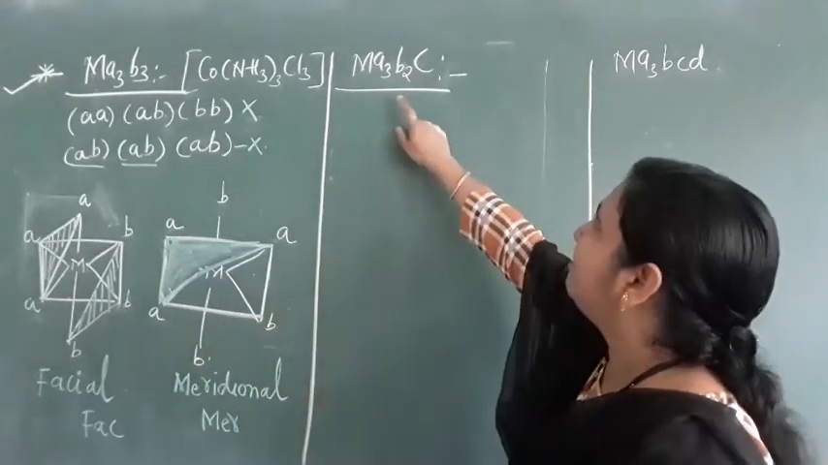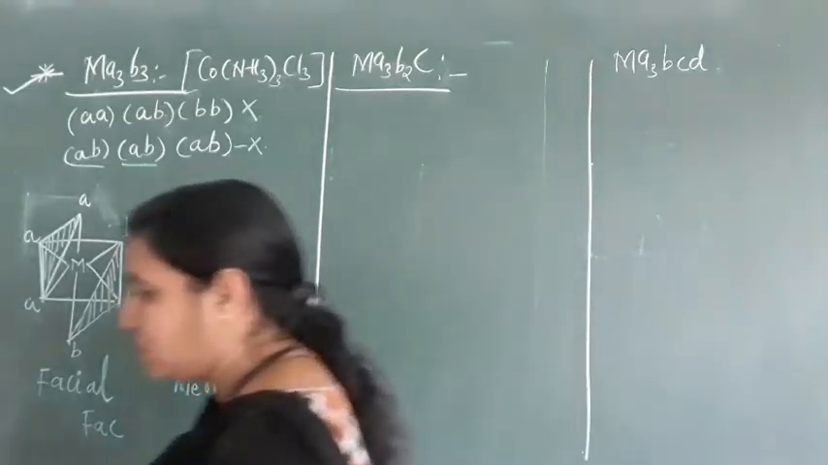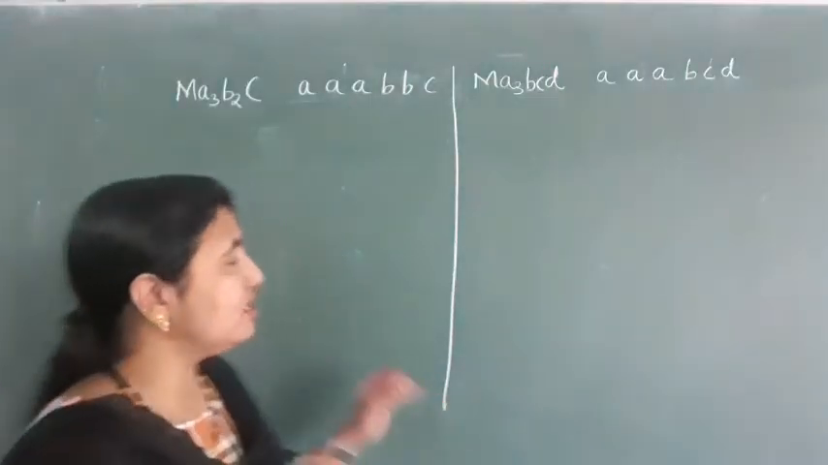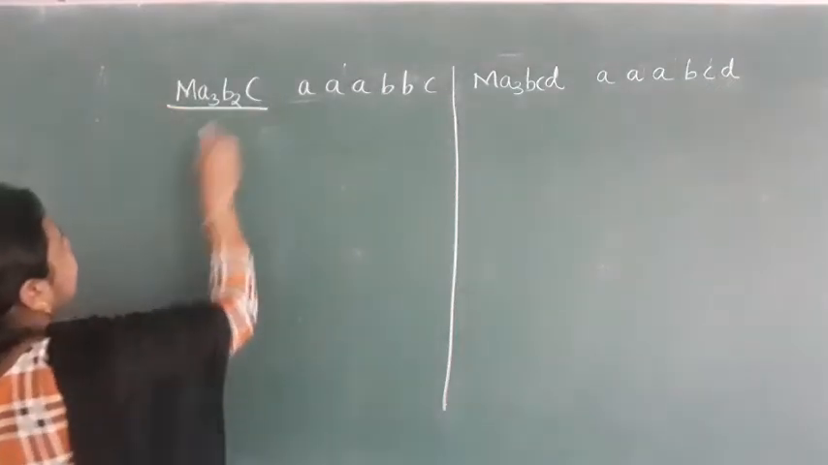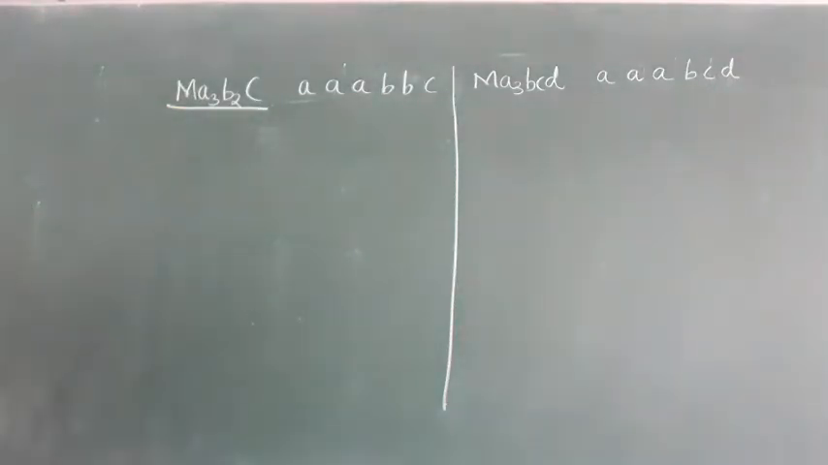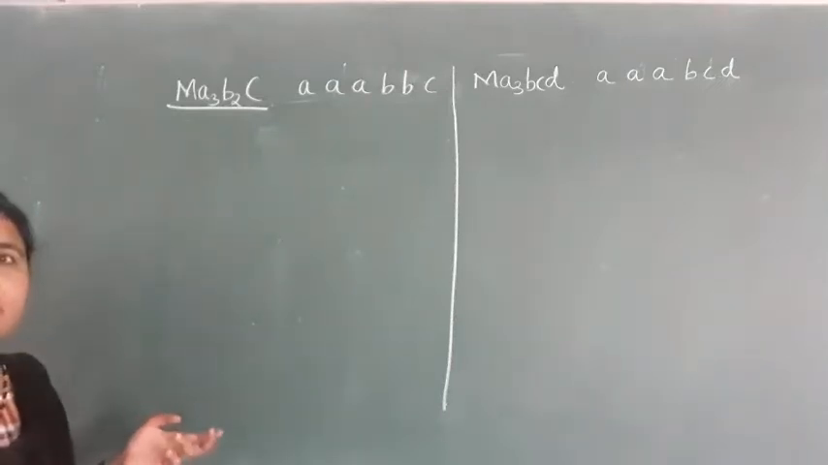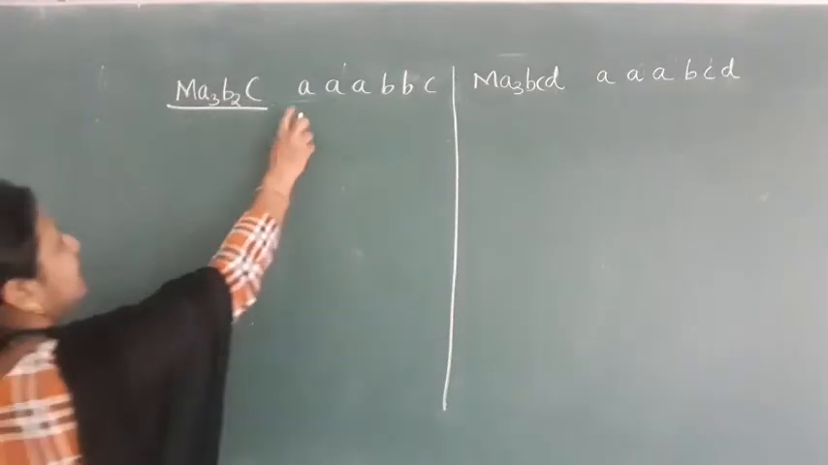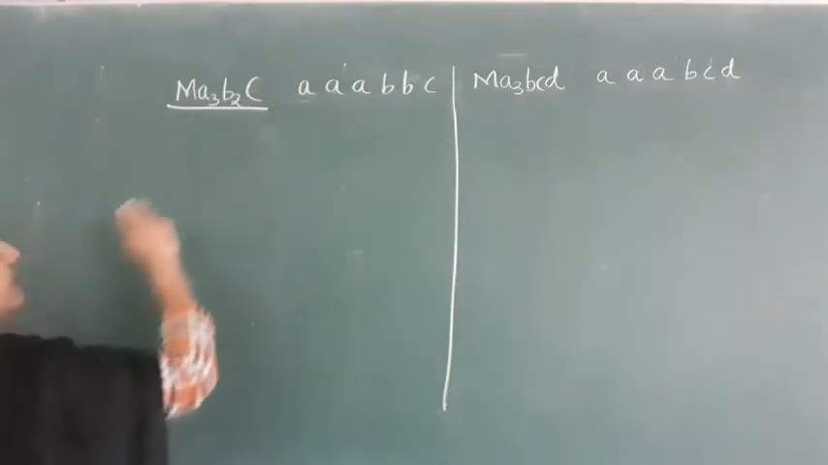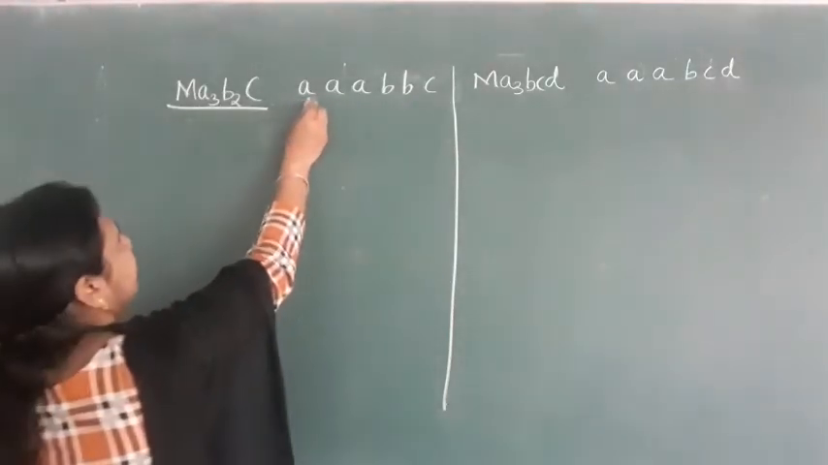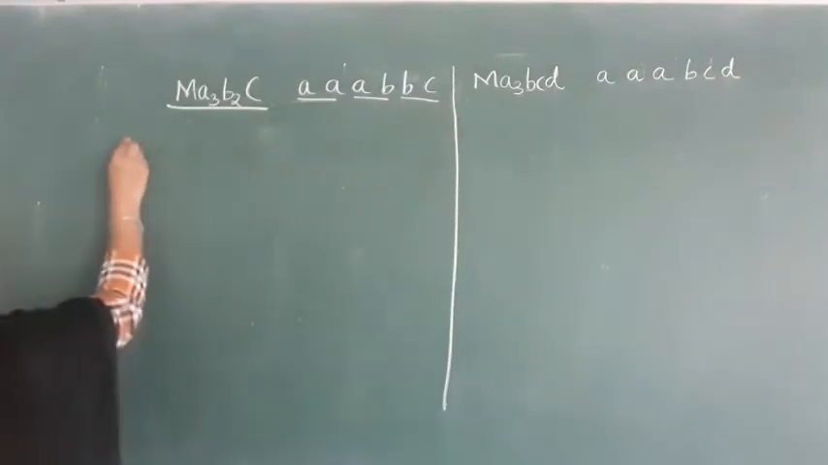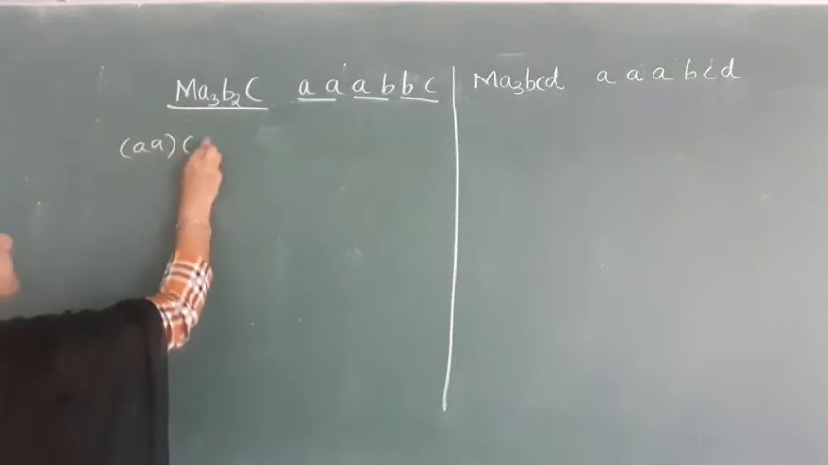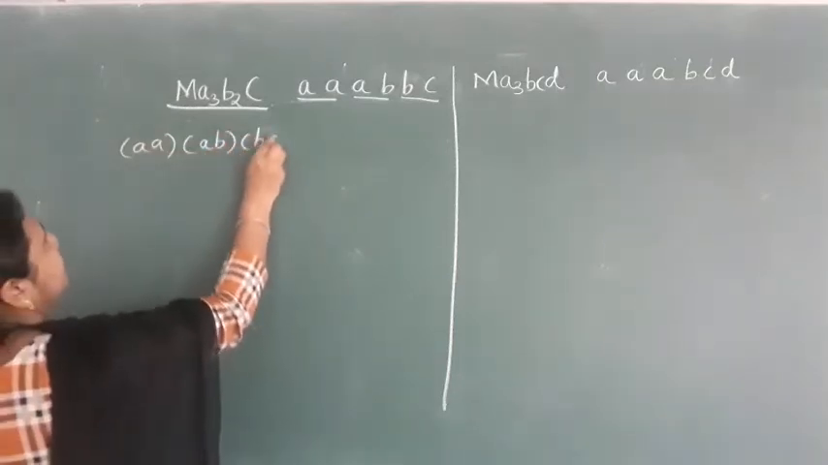Similarly, next we have the Ma3B2C type. In this you have to make combinations and check how many geometrical isomerisms are possible. Write it down this way to make the pairs easily. First we make AA, AB and BC.